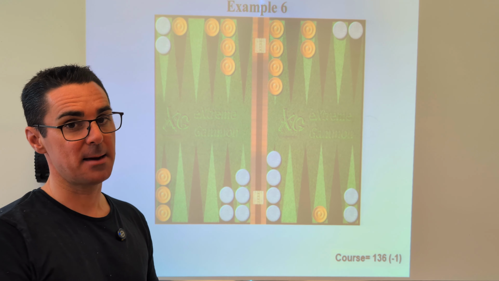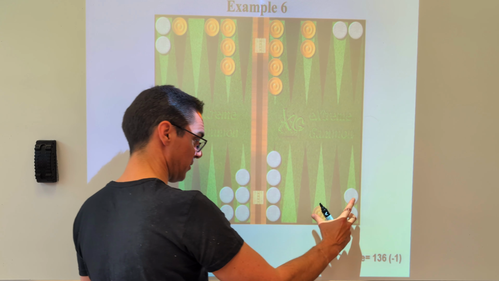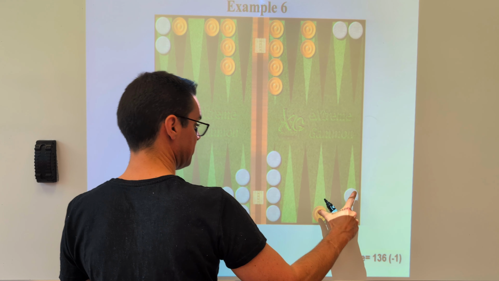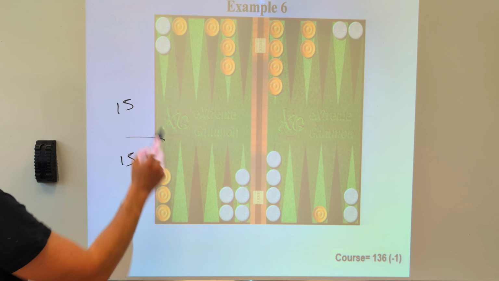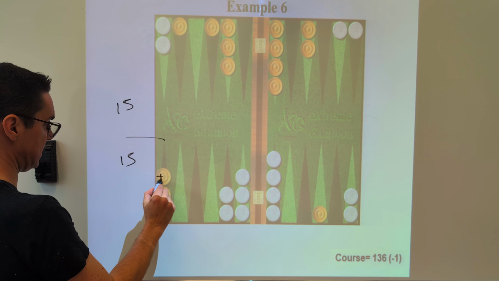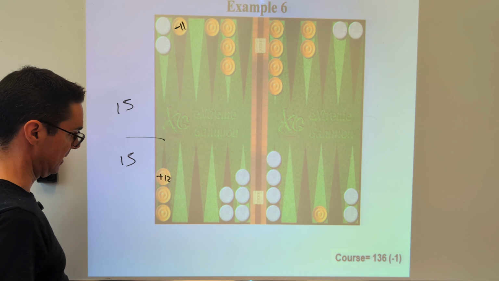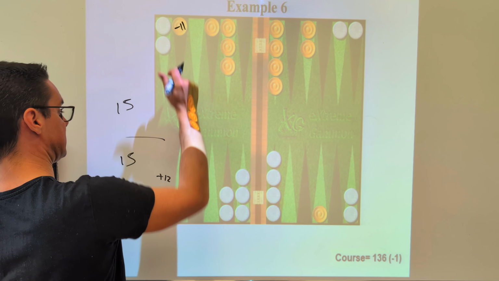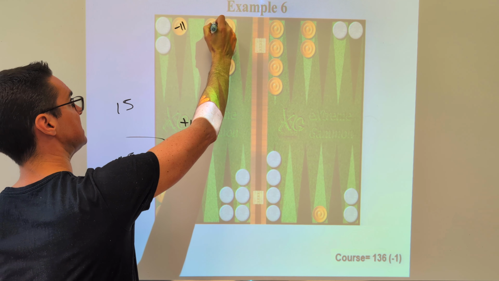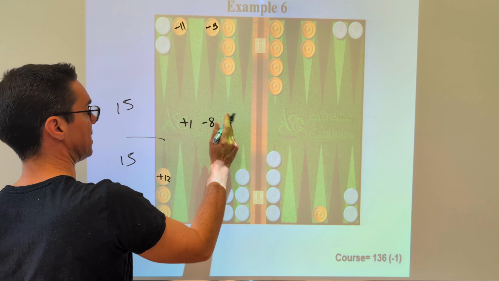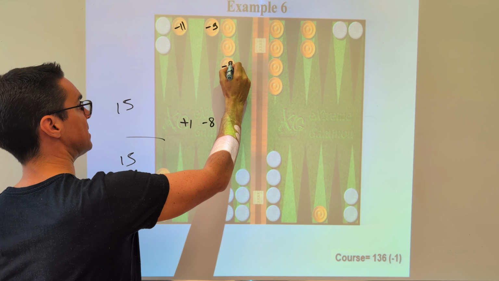Another example, but this time we don't have the number of the column. You have to count first 15 checkers on your side. 5, 5, 5. 15 checkers, 15 checkers. This one is in excess and it's plus 12. This one is in excess and it's minus 11. Plus 12 minus 11 is plus 1. Plus 1. This one is in excess and it's minus 9. So minus 8. Those two and those two are in an equal race. This one is minus 8.